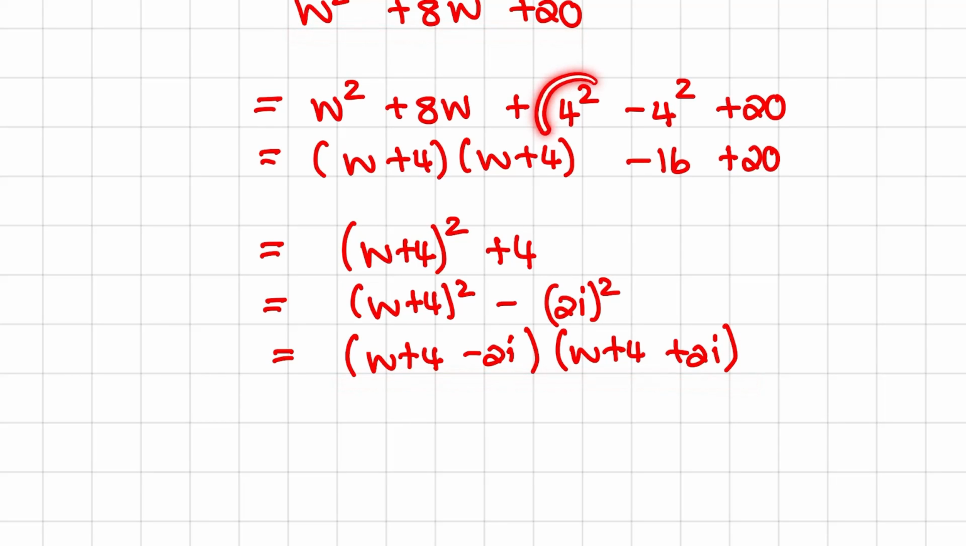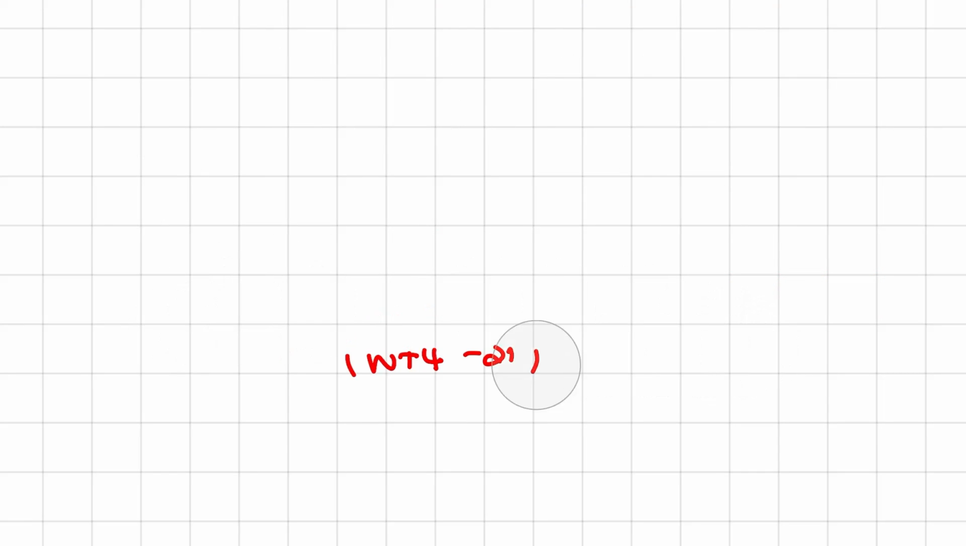So first we completed the square to create a perfect square that we can factorize. And then from there, we rewrote plus 4 to be negative 2i squared, which led to a difference of two squares, which we could easily factorize. So let us look at another example.